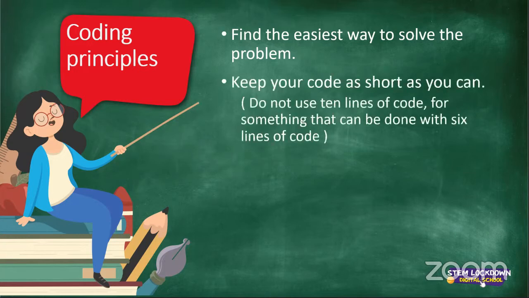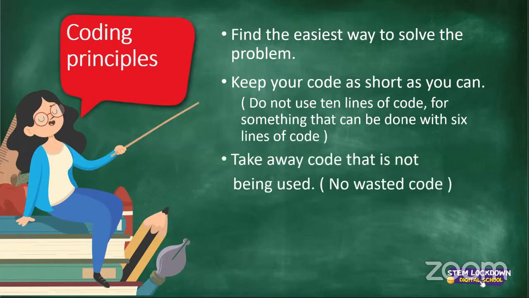The next principle tells that to us. It says keep your code as short as you can. We are coding with blocks, but if you are writing code for systems when you are older, you will be doing it in lines of code, and we might even still get to that if we progress far enough. So do not use 10 lines of code or 10 blocks of code for something that can be done with 6 lines or 6 blocks of code. The less code to get the same result, the better.